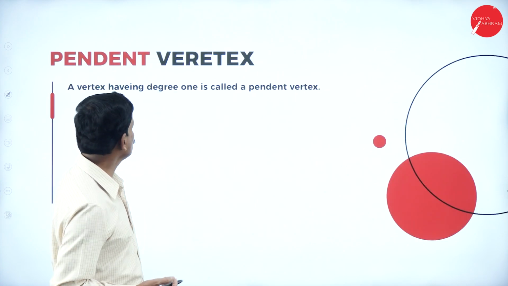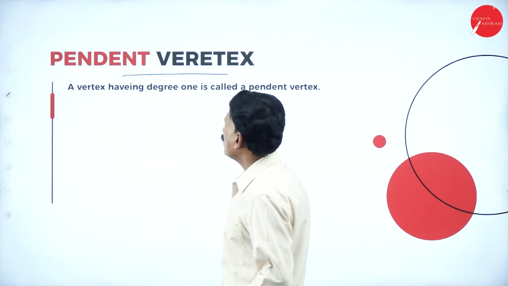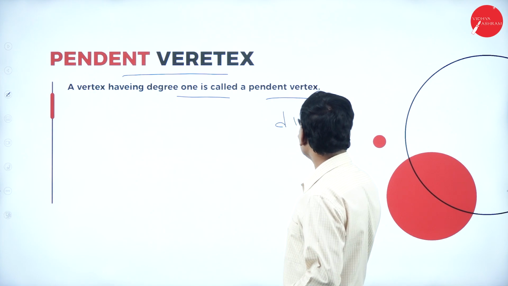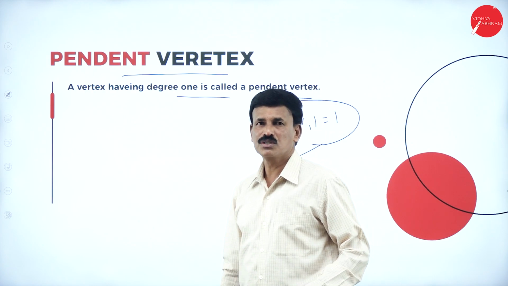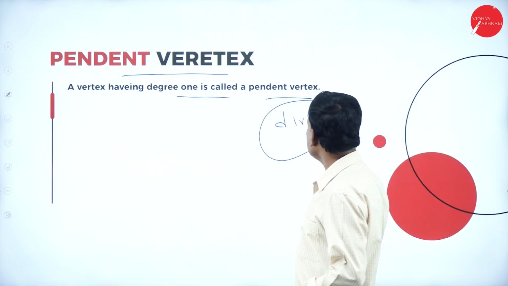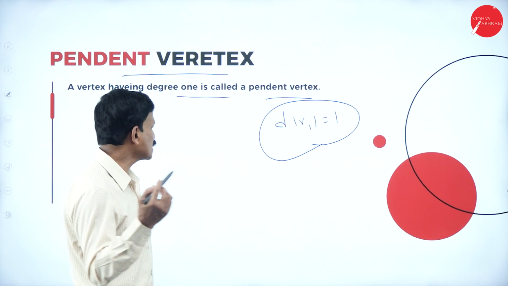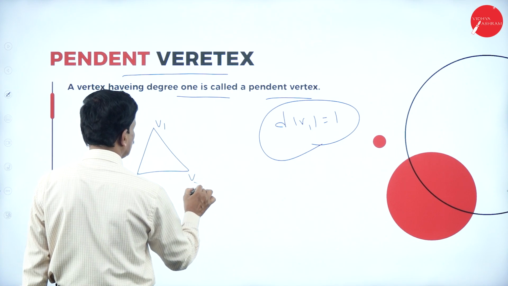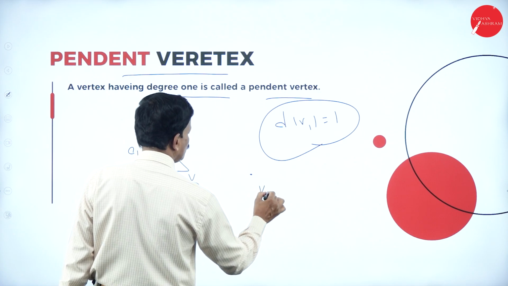Now let us come to the next one, pendant vertex. A vertex having degree 1 is called a pendant vertex. If the degree of the vertex is 0, it is called an isolated vertex; if the degree is equal to 1, it is called a pendant vertex. Now let us take the same example. Let us consider V1, V2 and V3, the edges E1, E2 and E3, and this point V4.